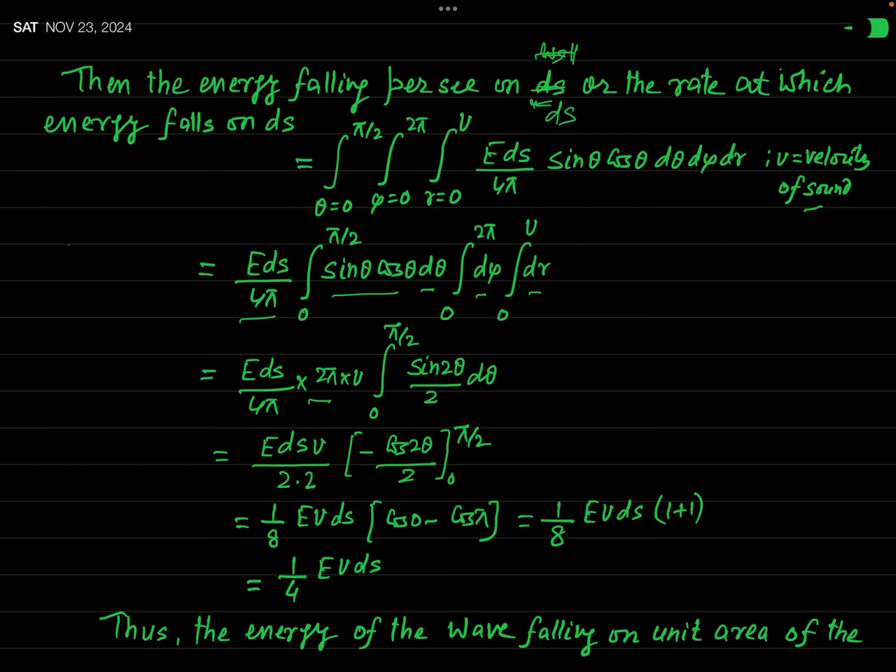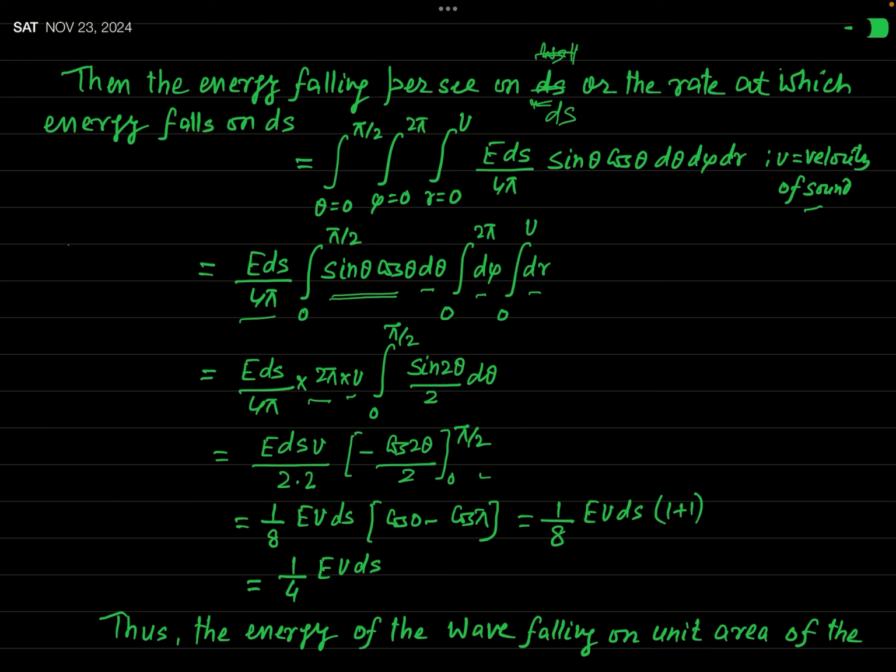Integral of dr between limits 0 and v, that will be v. Okay. And what is this sine theta times cos theta? This is actually sine 2 theta divided by 2, because when you take a factor 2 in the denominator and also in the numerator, then 2 sine theta cos theta will be sine 2 theta. Okay. And so its integral will be minus cos 2 theta by 2. So this result is E ds v divided by 2 into 2 and this much.